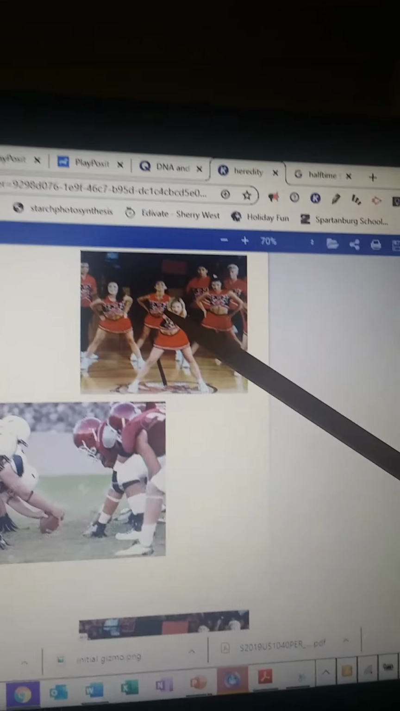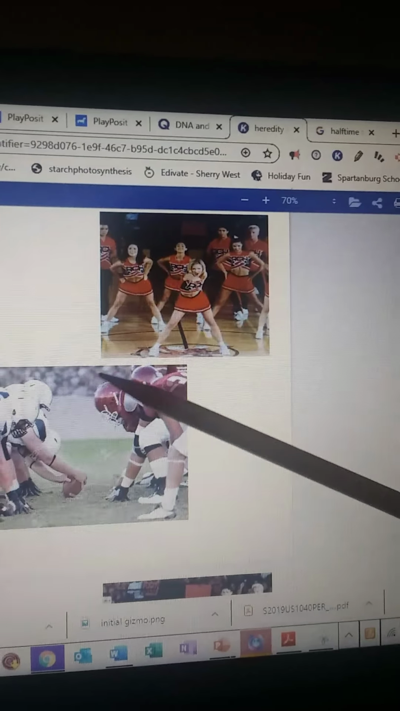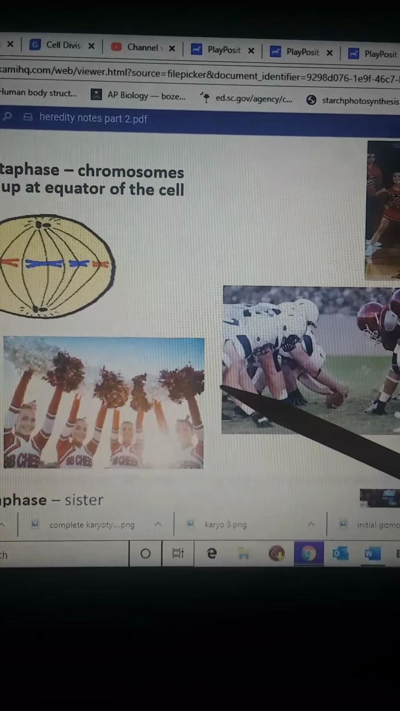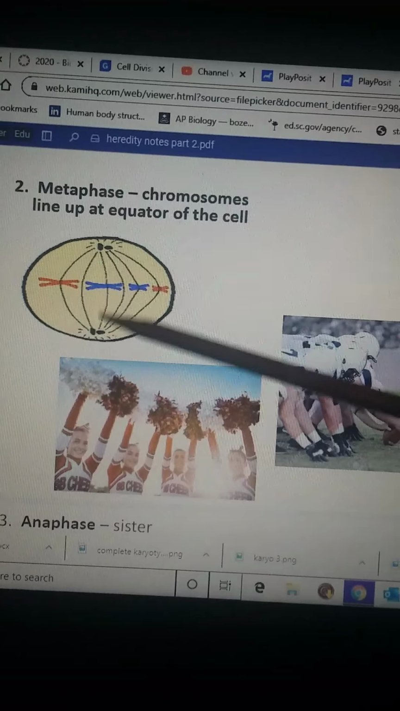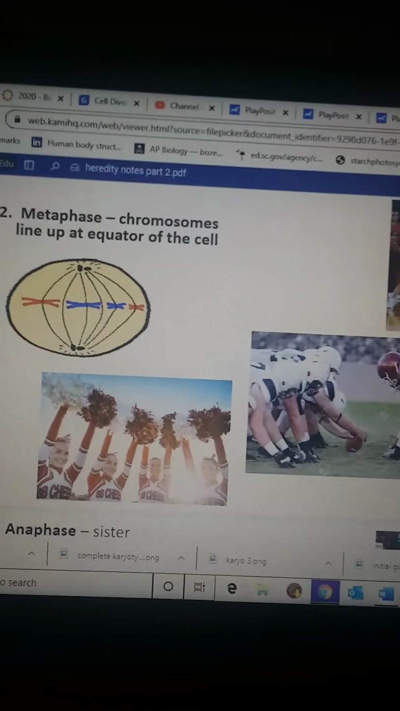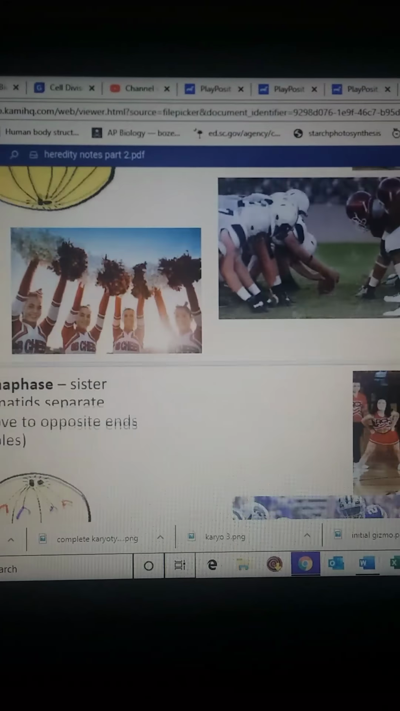So the cheerleaders are cheering loud, they're cheering on each football player, and this team is doing the same thing. So they're at each end zone doing that. So they play hard, play their game. During the game, the next phase I'm going to call anaphase.